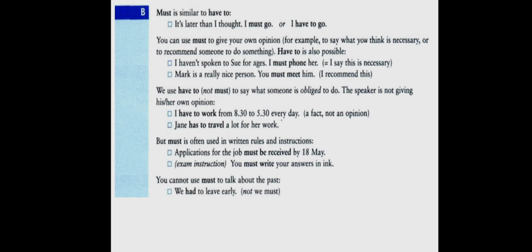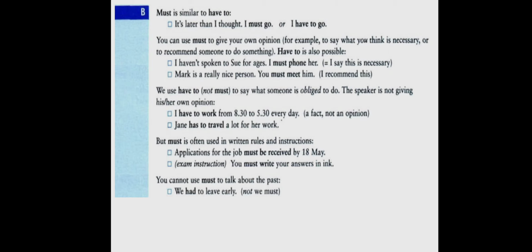Part B, must is similar to have to. Here we are going to speak about must. It is later than I thought. I must go or I have to go. If we say I must go, this is personal obligation. I decided to go, so I say I must go, or I have to go. If I say I have to go, that means there might be a certain external obligation. I don't decide myself. There is something which forces me to go.